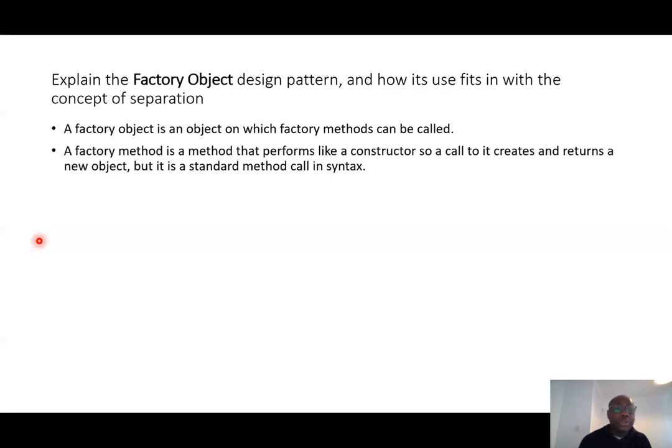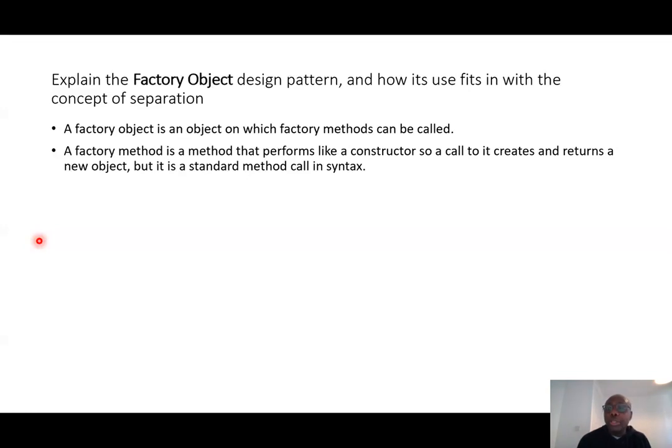Let's see, what is a factory method? A factory method is a method that performs like a constructor. We know a constructor, of course, in programming. It's like a method with the same name as the class, and it returns the type of the class. A call to it creates and returns new objects, but it is a standard method called in syntax. What we mean is that it performs like a constructor.